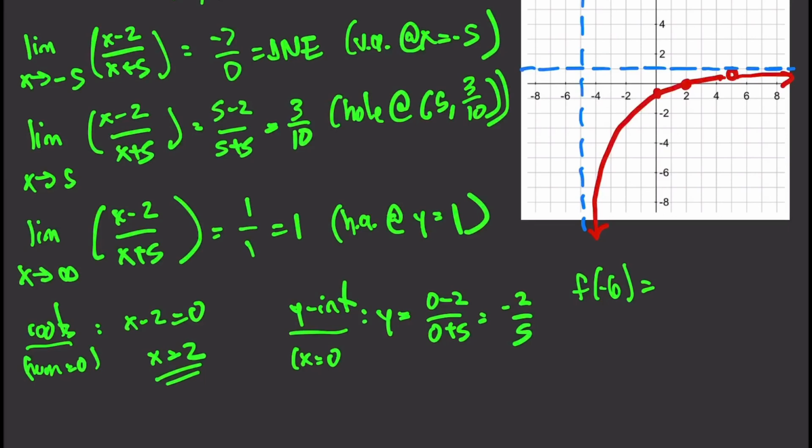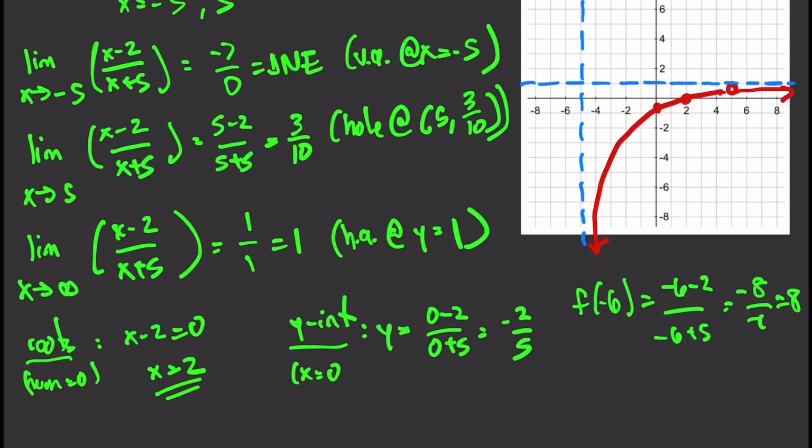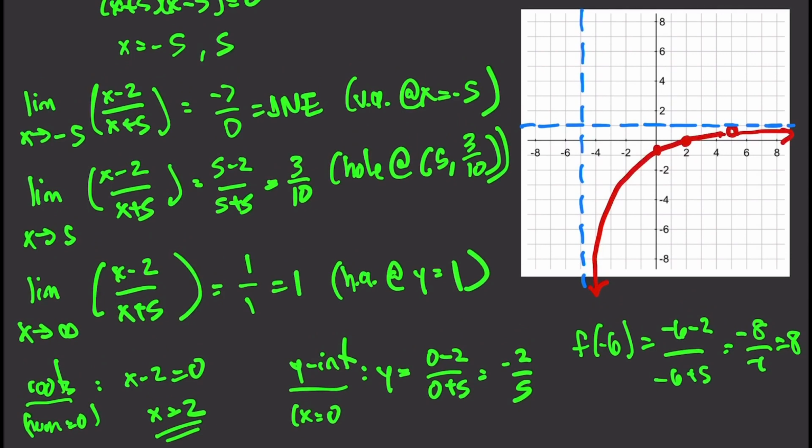Again, you can plug this into the simplified expression. So I've got negative 6 minus 2 over negative 6 plus 5. It's going to be negative 8 over negative 1, which is positive 8. All right, so I know the point negative 6, 8 is on this graph. So it goes way up here.